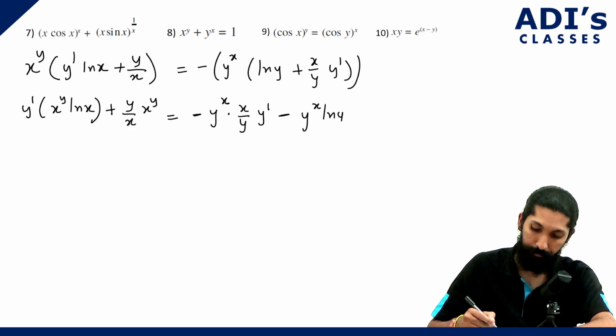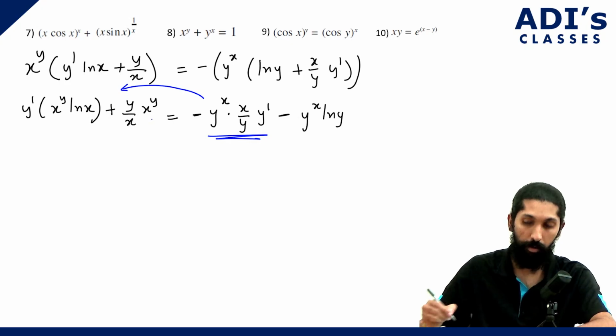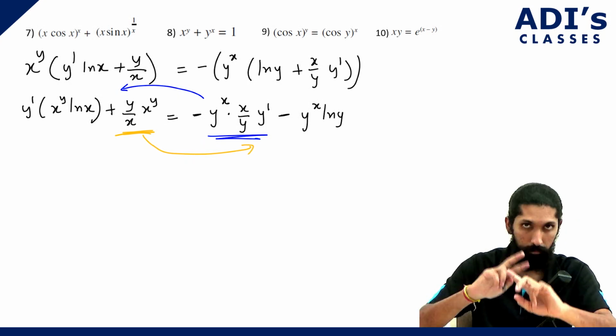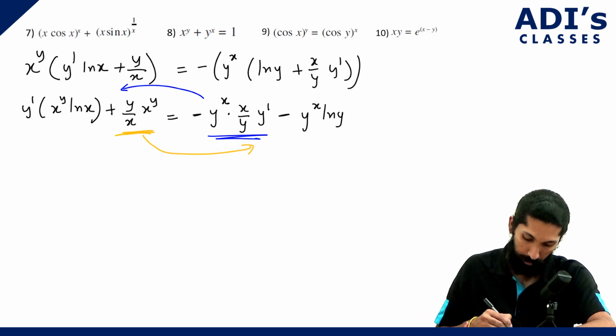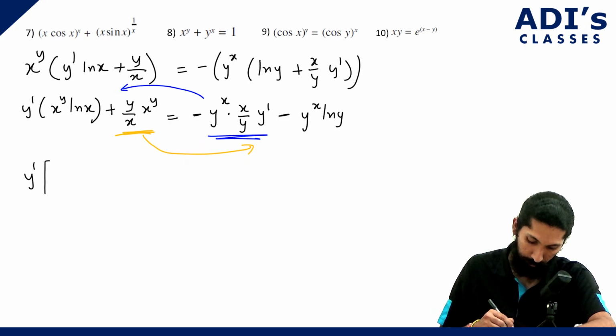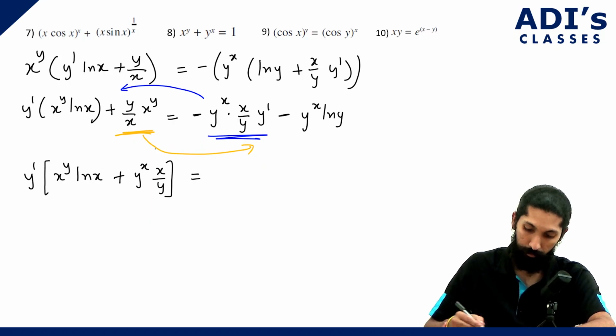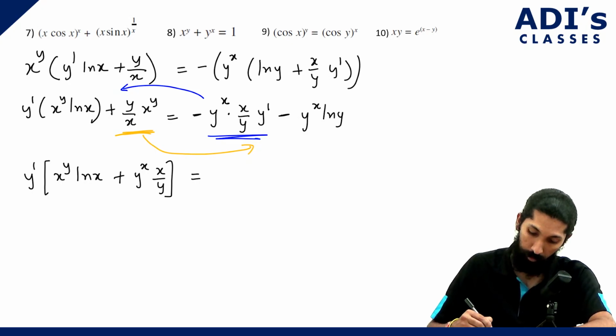Now you take this y dash to this side. Alright, so once you take the y dash, take the non-y dash term to this side. Transpose. So when you transpose, you'll get y dash into x power y log x plus y power x into x by y is equal to, so when you take it to the other side, you'll get minus of y power x into log y plus y by x into x power y, correct?